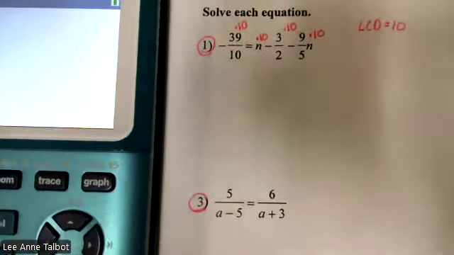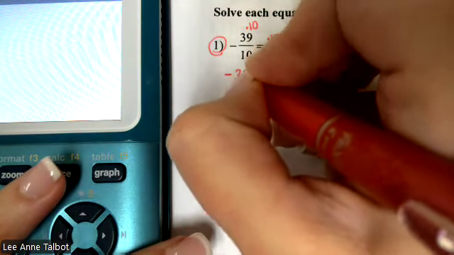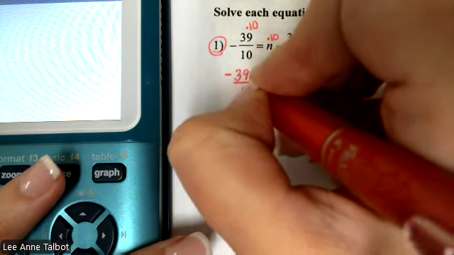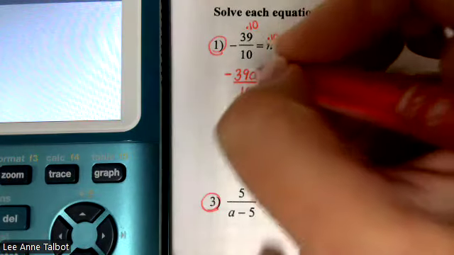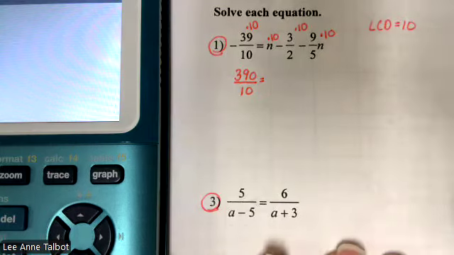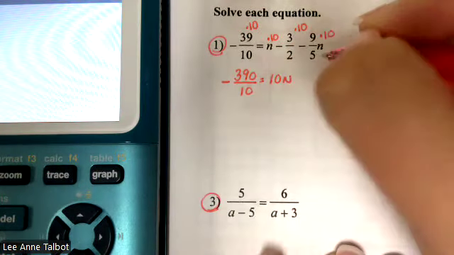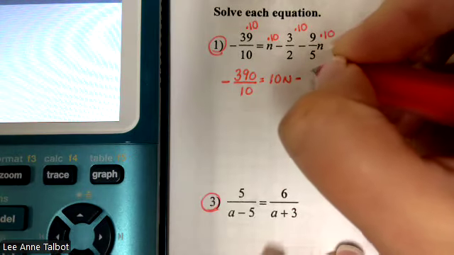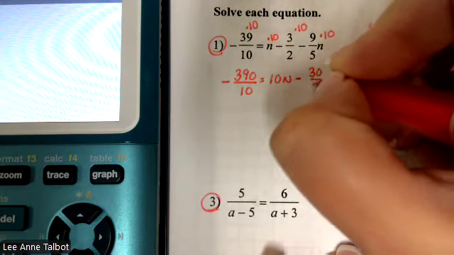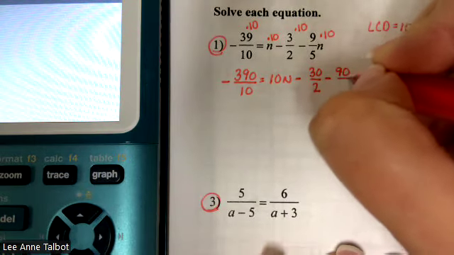Can I do this without a calculator? I'm not sure. Okay, so negative 390 over 10. The negative's kind of in the front, huh? Equals 10n minus 30 over 2 minus 90 over 5.